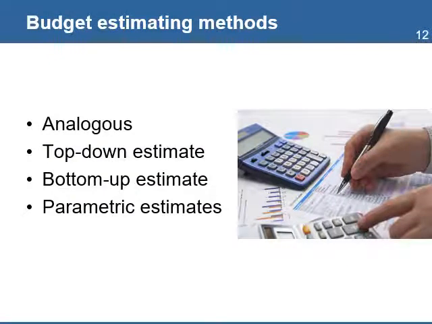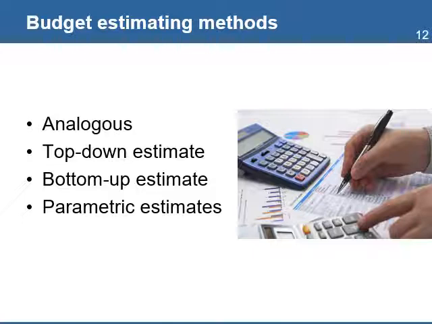There are four basic methods that you can use to estimate a budget. The first one is called analogous. This technique uses the actual cost of a previous similar project as the basis for estimating the cost of the current project. The top-down estimate is a method to estimate a budget when the total project budget is known and needs to be disaggregated into costs for each individual activity with the help from the WBS.